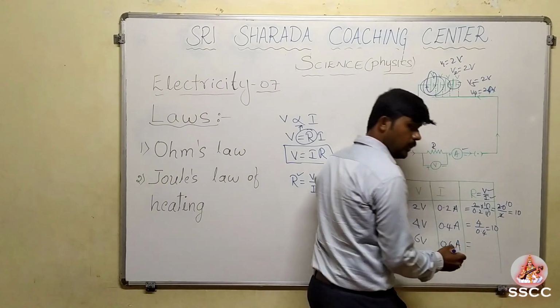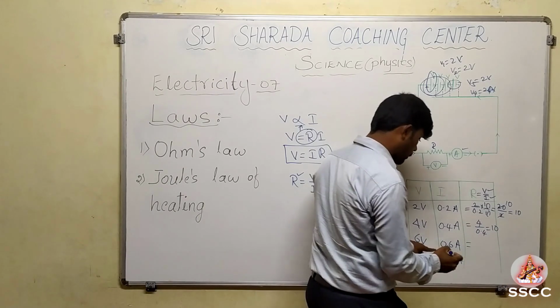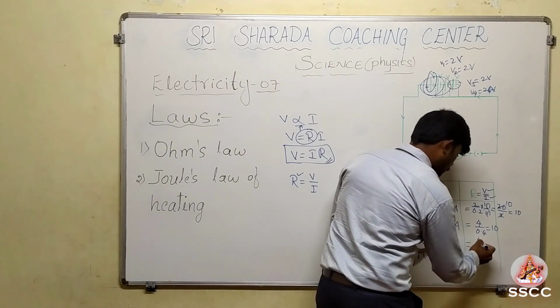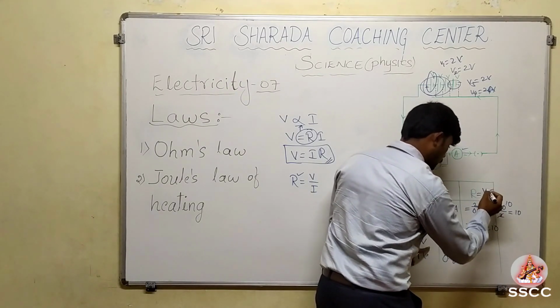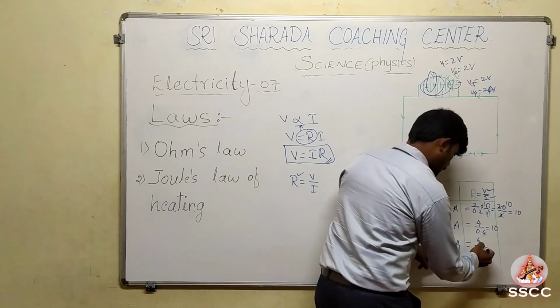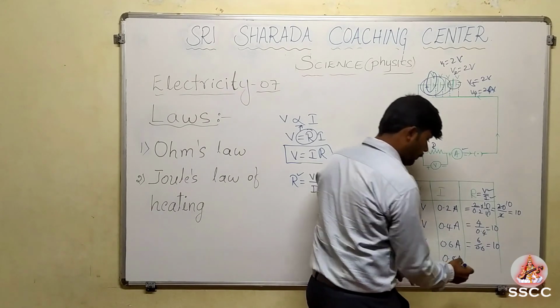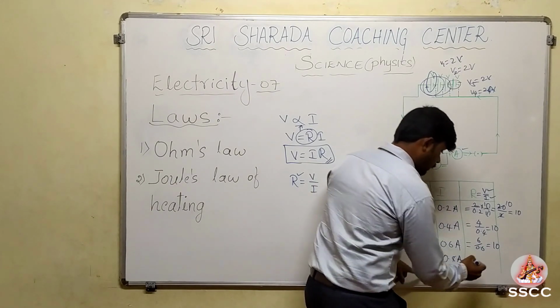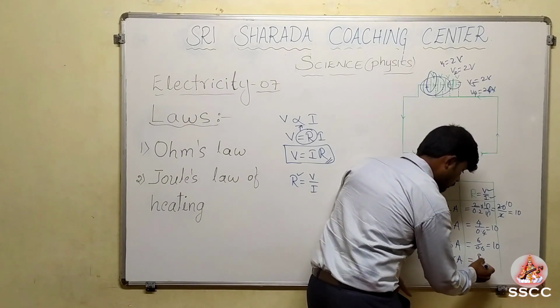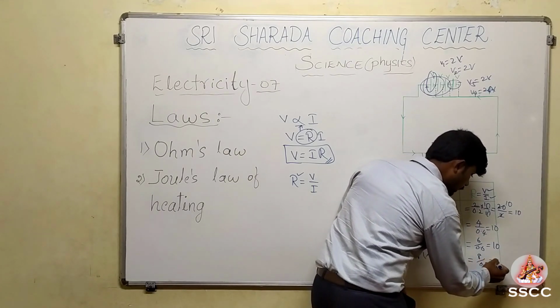And here for the third one also you are getting 6 in the numerator. Why? Because we have potential difference in the numerator and 0.6 in the denominator. Again you will get 10. And 8 in the numerator, in the same way 0.8 in the denominator. Again you will get 10.